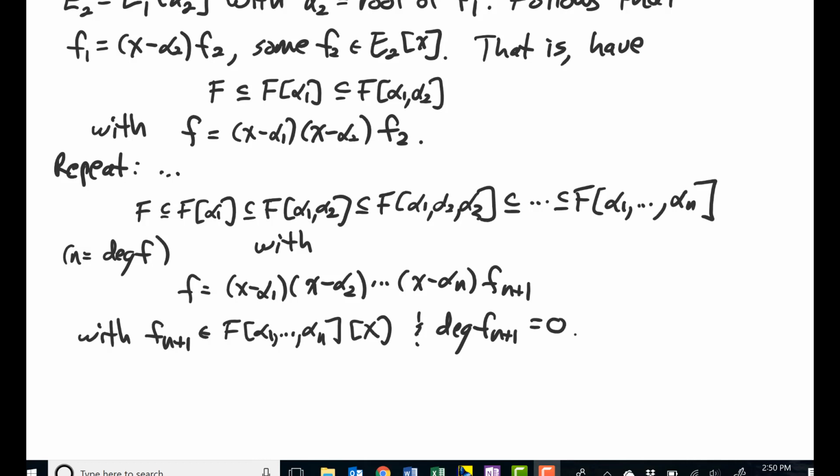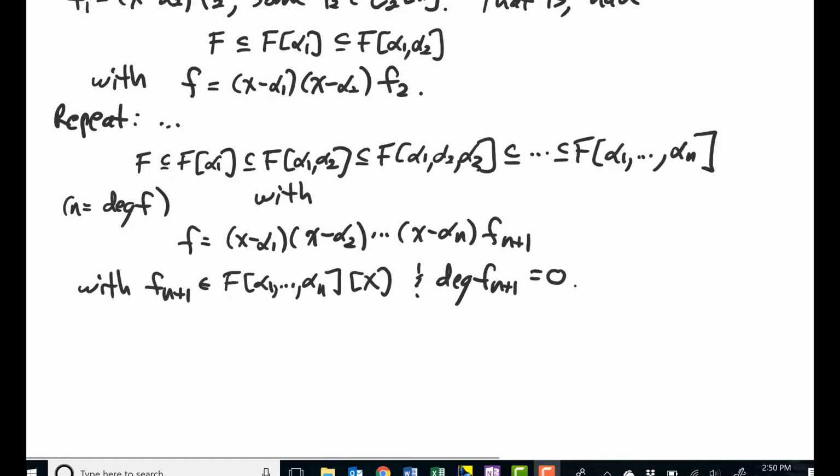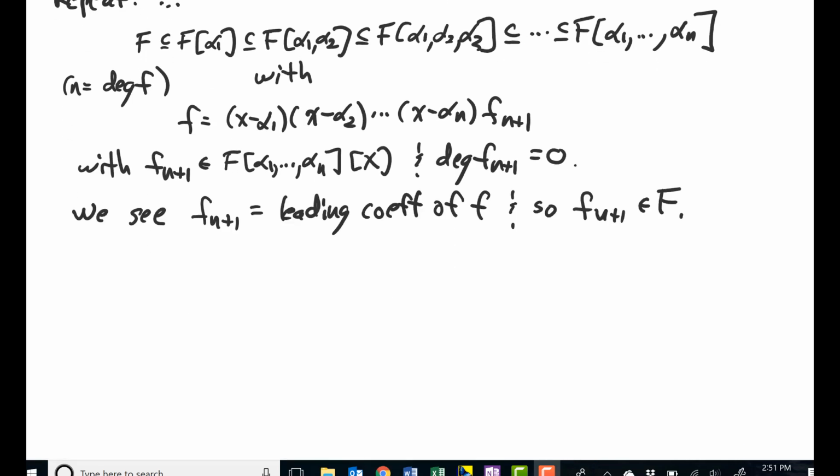Now this polynomial has coefficients in the final field, F of alpha 1 to alpha n, attach x, but its degree is 0. All right, so if you take this expression here and think of multiplying it out, it's obvious, since we just have x's here and here and here, and an f sub n plus 1 there, that's degree 0. This has to be the leading coefficient of f, because it's the coefficient of x to the n. Since f was originally in capital F of x, that means f sub n plus 1 actually is in the field F.